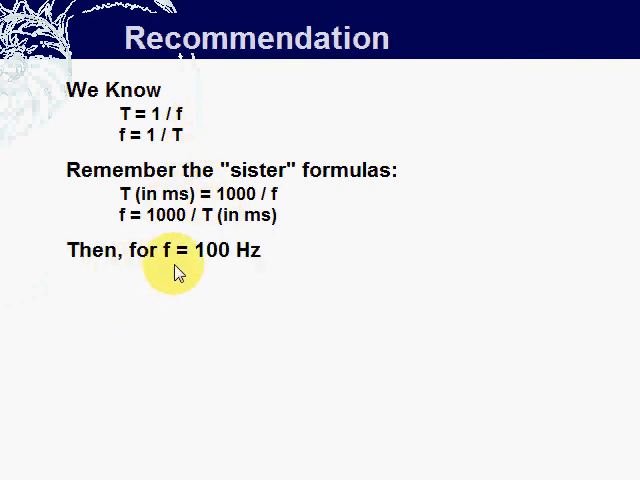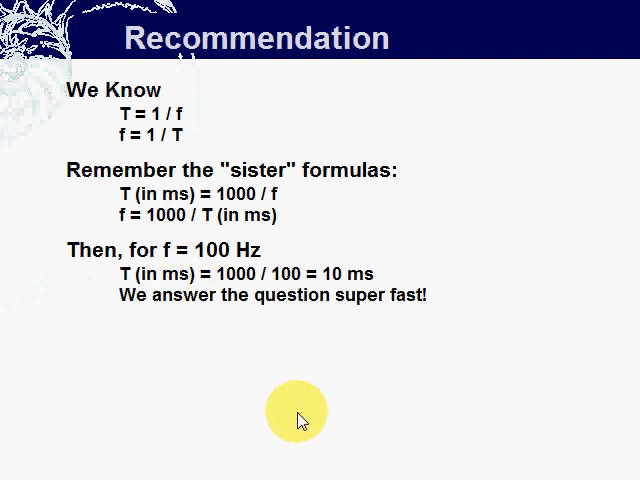So then for F is 100 hertz, I would go right to this formula. T in milliseconds is 1,000 divided by 100, and heck, 2 zeros, 2 zeros cancel. That's 10. 100 goes into 1,000 10 times. I'm finished. Answer super fast and leave the exam early.